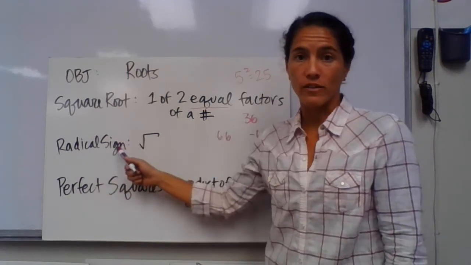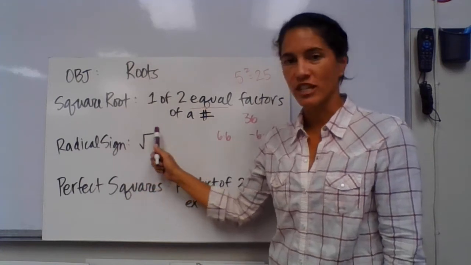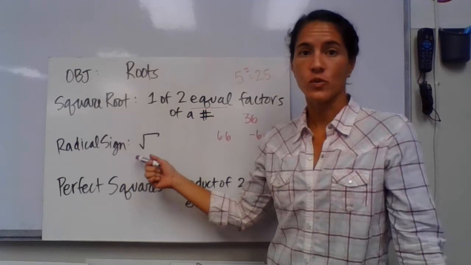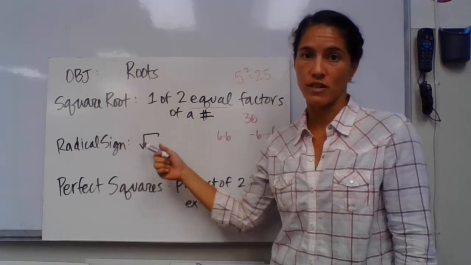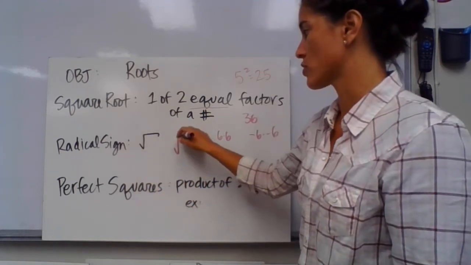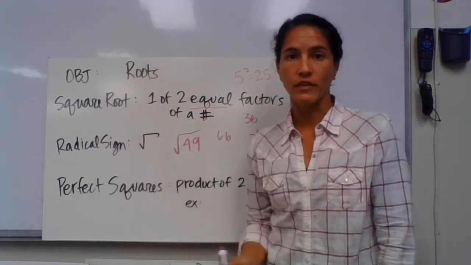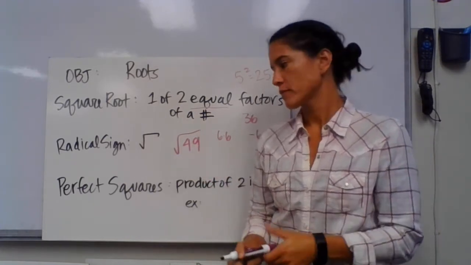So this is called a radical sign. It kind of looks like a division and a check mark, but it's a radical sign. That's what we call the square root symbol. So if a number is under this, that means the square root. An example would be the square root of 49. And the square root of 49 would be 7, or it could be negative 7.